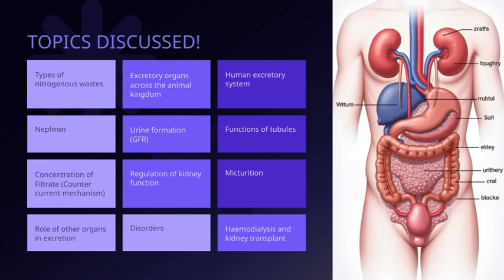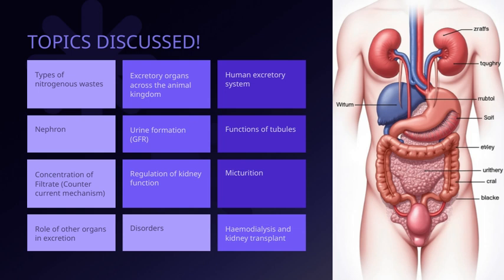The human excretory system, of course, includes these kidneys along with other organs, all working together to remove waste products efficiently. The role of other organs, like the skin and lungs, complements kidney function by excreting waste in different forms, such as sweat and carbon dioxide. Regulation of kidney function is also vital. They adjust filtration rates and reabsorption based on the body's needs, maintaining homeostasis.